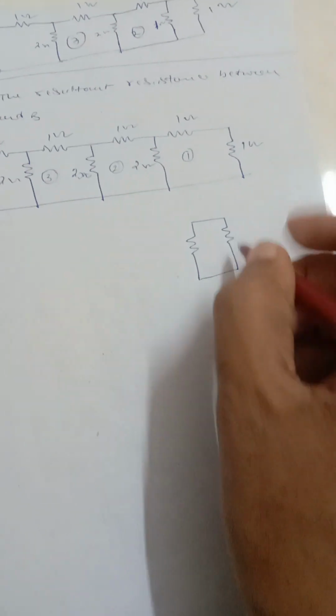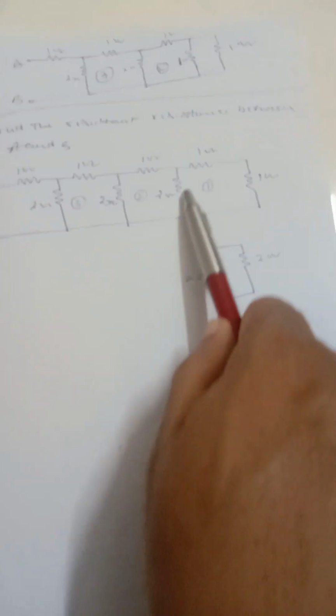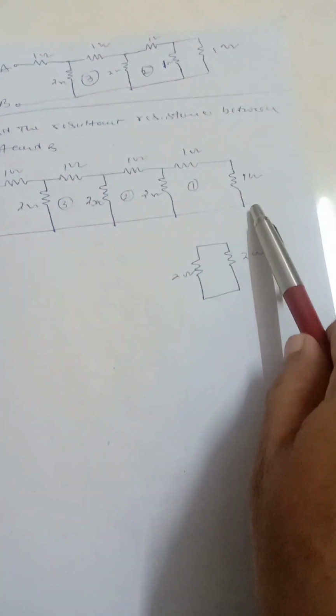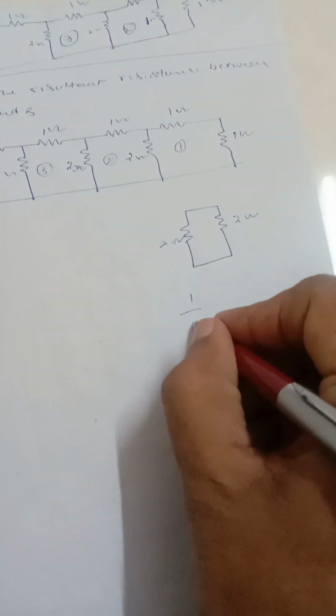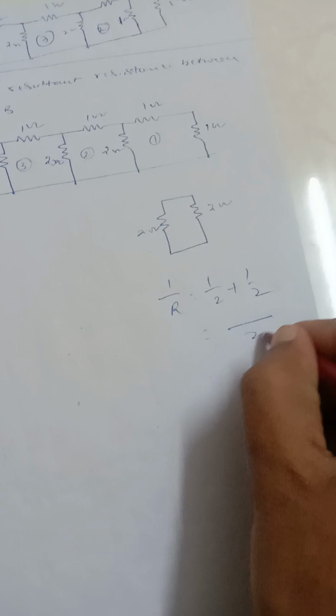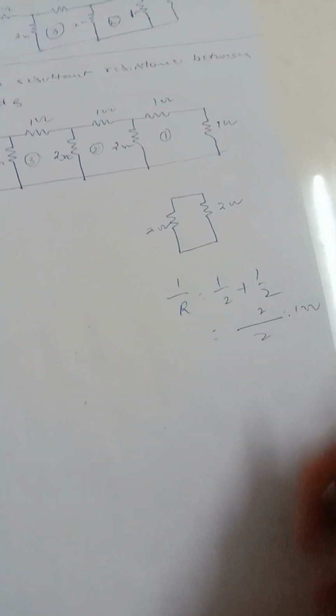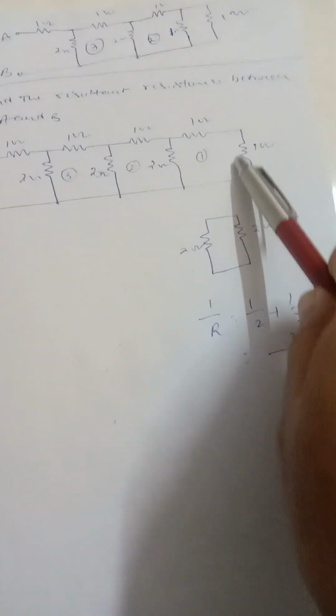That means the first loop will come like this. This is 2 ohms, this is 2 ohms. The first loop has 1 plus 1, 2 ohms in series. So 2 and 2 are in parallel. That means 1 by R is equal to 1 by 2 plus 1 by 2, that means 2 by 2, that means 1 ohm. So for the first loop, the resultant has become 1 ohm.